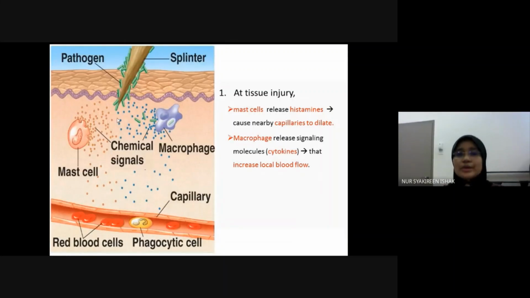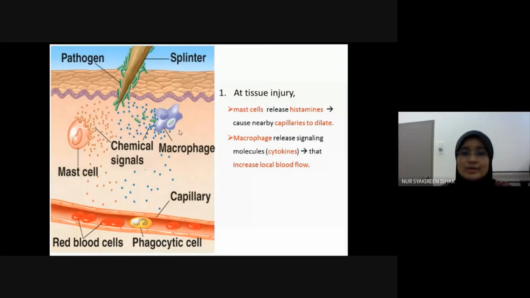So here is the diagram to show you how it occurs. So you have a pin. Obviously the pin is not sterile. It has microbes, it has pathogens. So at tissue injury, mast cell releases histamine. So this is the mast cell. The mast cell will contain granules containing the histamine. So the mast cell releases histamine to the surrounding interstitial fluid and causes what? Vasodilation. So vasodilation causes blood vessels to dilate and bring more blood to the injured area.